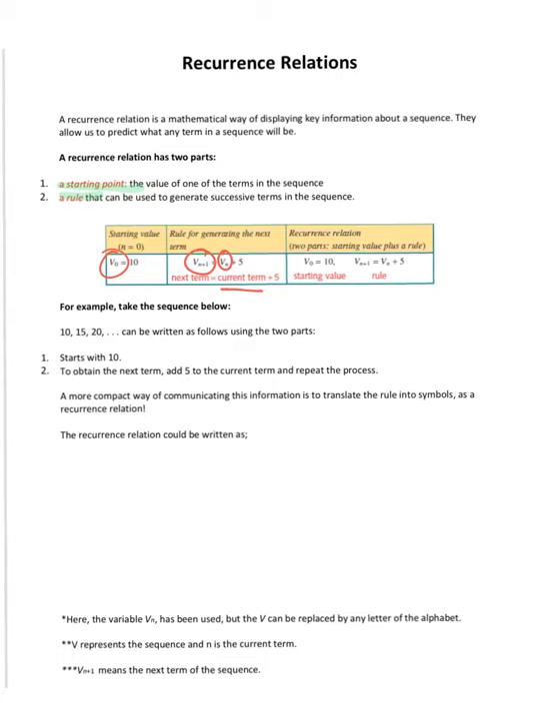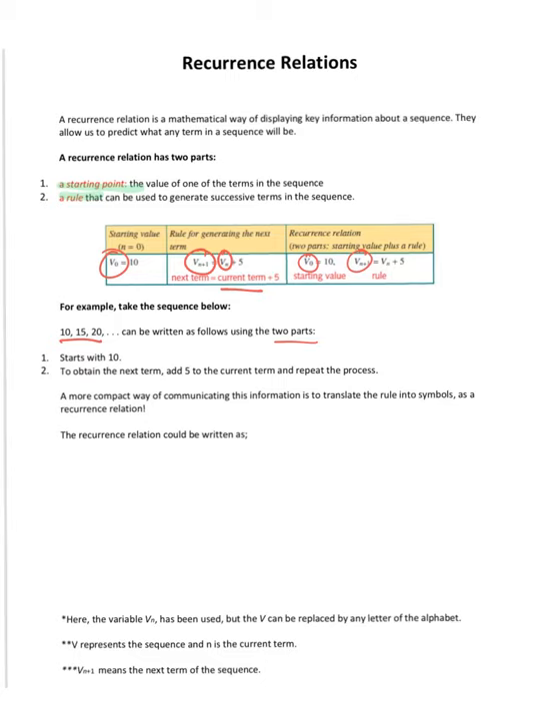If we put that all together, we get our recurrence relation. A recurrence relation is made up of our starting term and our rule, and we write it out like that. For example, let's take the sequence below: 10, 15, 20. It can be written as two parts. It starts with 10, and to obtain the next value, we add 5 to the current term and repeat the process. A more compact way of communicating it is in a recurrence relation.